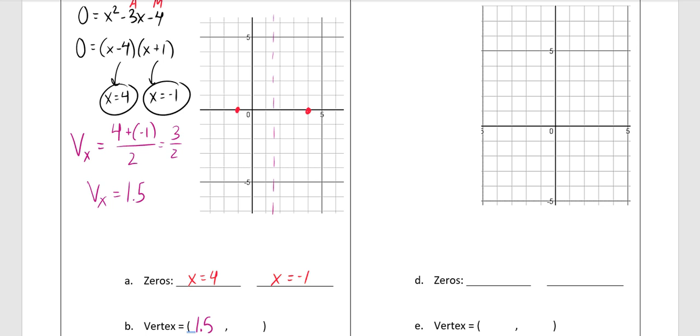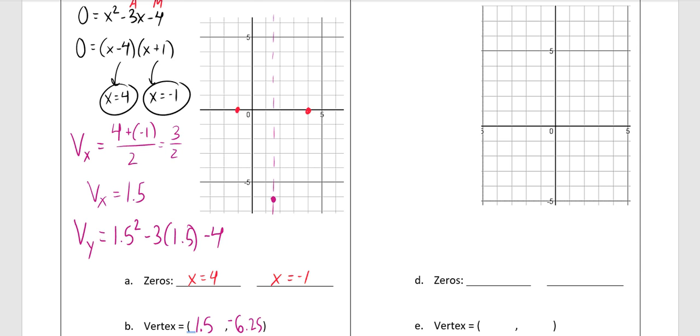Now, how do I find what the y-coordinate is? You plug it in. That's how you always find the y-coordinate. You put 1.5 in for x in your equation. 1.5 squared minus 3 times 1.5 minus 4. And then you just simplify. You do order of operations. 1.5 squared minus 3 times 1.5 minus 4. And you get a value of negative 6.25, negative 6 1/4. So it'll be right down here is where your vertex is going to be located.